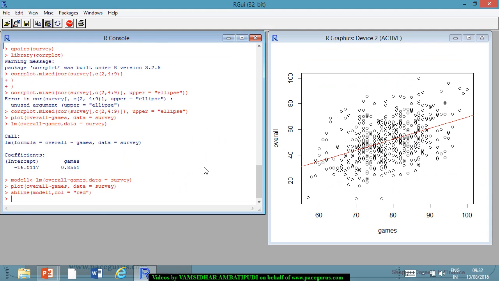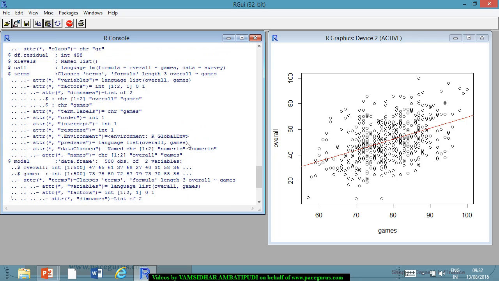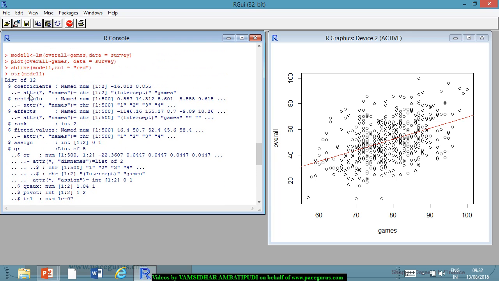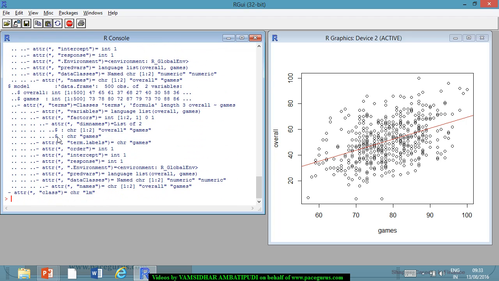Now even the entire object, whatever the model has given, if I want to understand what all output the lm function gave, I can do the str of model 1. Now these are all the calculations that it has done. If you see here, it has given me the coefficients. So these are my A and B values. It has given the residuals, we'll talk about them. It has given the effects, the rank, and the fitted values. These are all the different kinds of calculations that it has done, and it has given them as a part of the output.